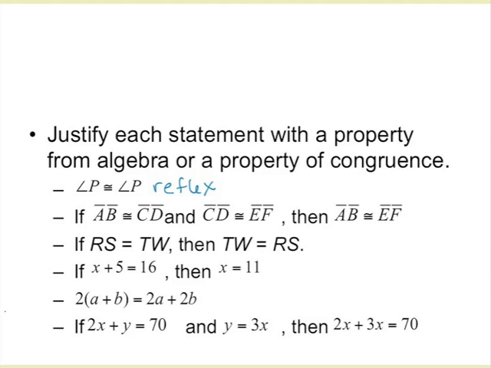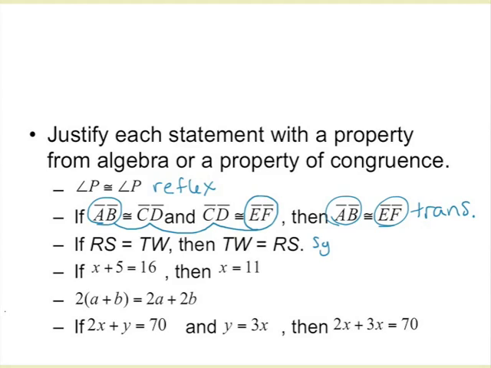And the next one, if AB is the same as CD, which is the same as EF, then AB has to equal EF. That's our transitive property, that we can step by step make it from one piece to another piece through equalities or through congruences. So we're setting up a chain of equality. And the third one, if RS is equal to TW, then TW equals RS. They say exactly the same thing, but they say it backwards. That's our symmetric property.